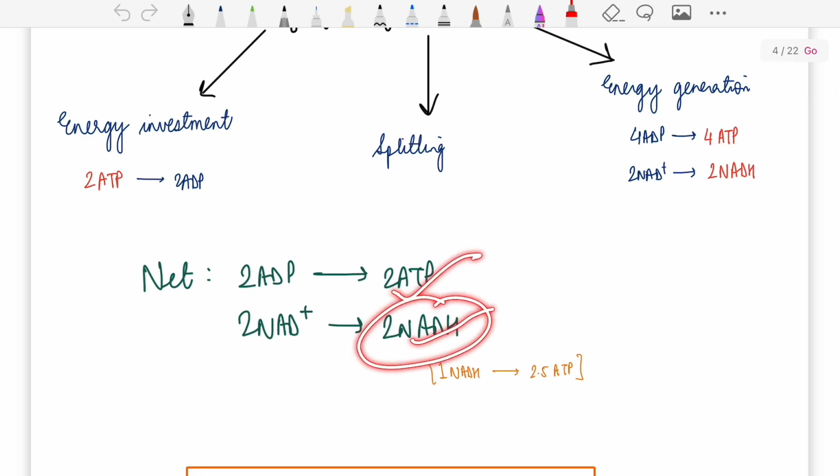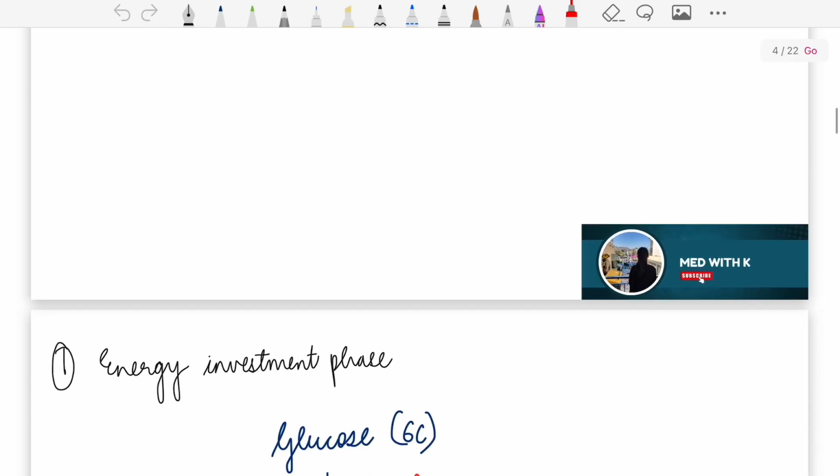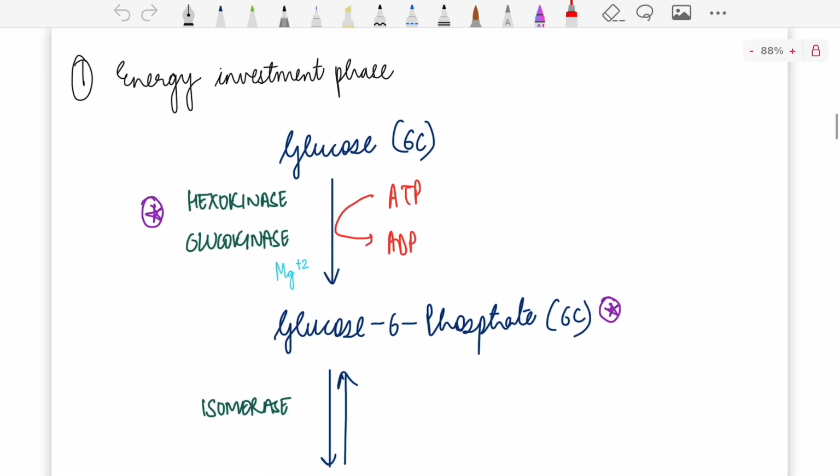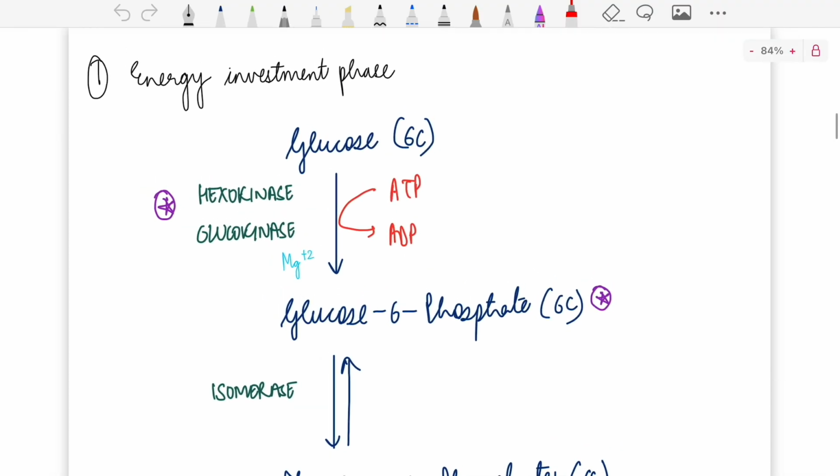Now coming to net. So net, there's a gain of 2 ATP and 2 NADH. Now 1 NADH is 2.5 ATP. So 2 NADH would be 5 ATP. 5 plus 2, 7. So total ATP is 7. Now coming to the energy investment phase in detail.